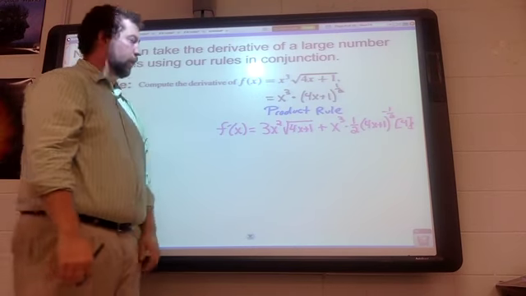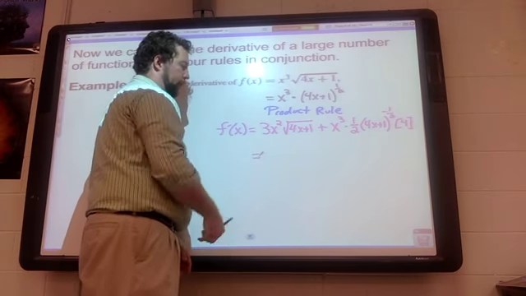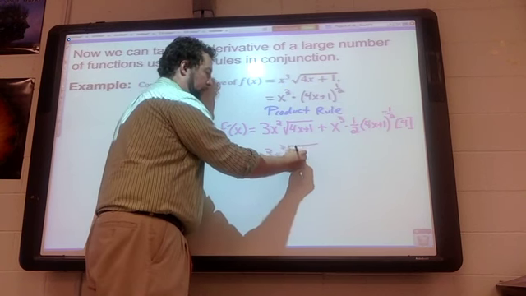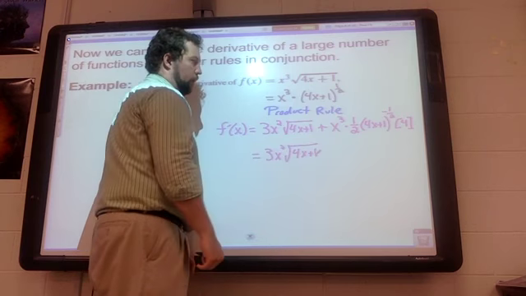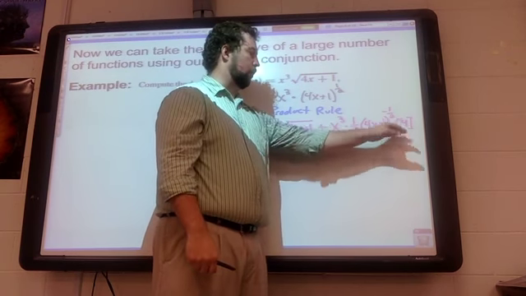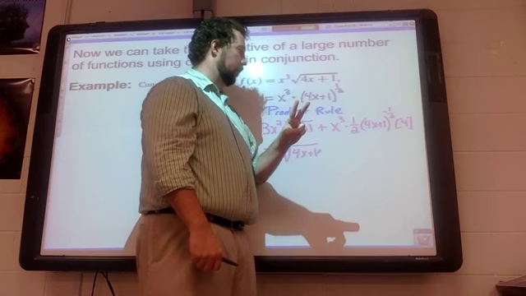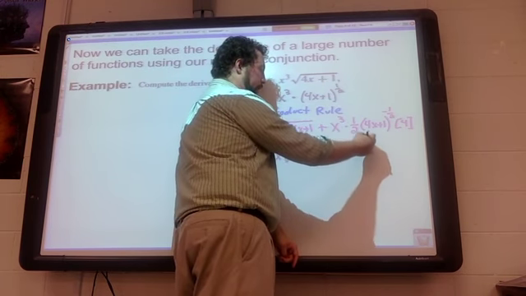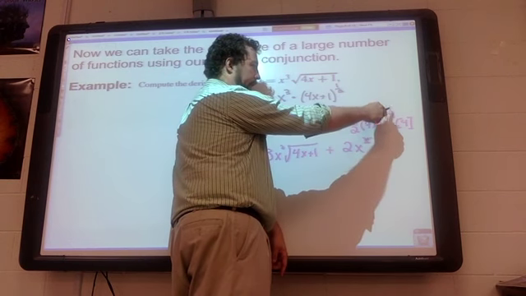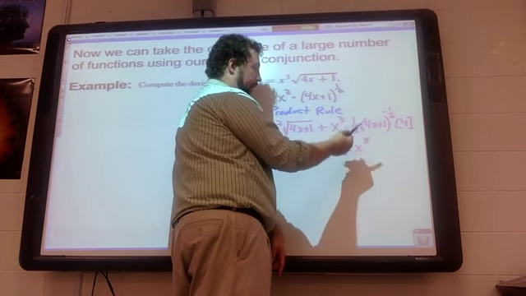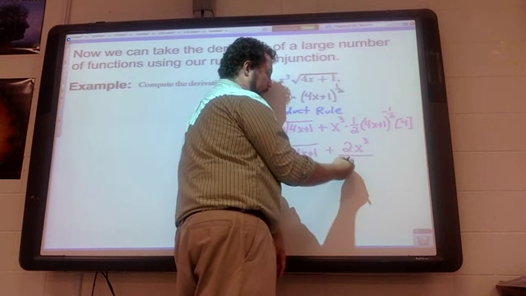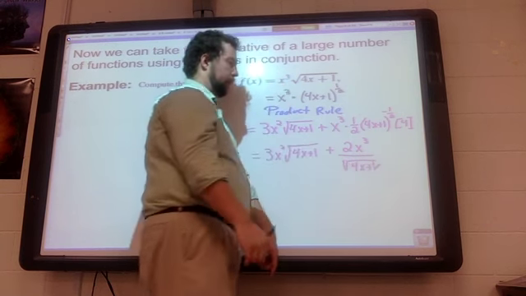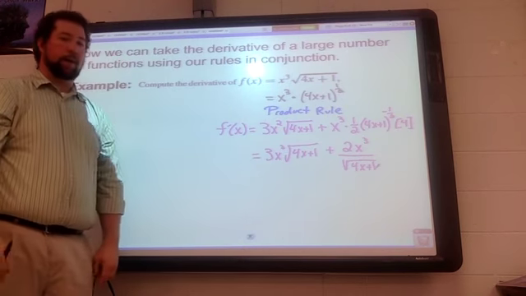All right, so let's clean it up just a little bit, make our answer look a little prettier. We rewrite 3x squared times the square root of 4x plus 1. We have a half and we've got a 4, so half times 4 is 2. We've got an x cubed, so we can write that as 2x cubed. And the negative brings it to the bottom. The 1/2 makes it a square root, so over the square root of 4x plus 1. And that is your derivative.